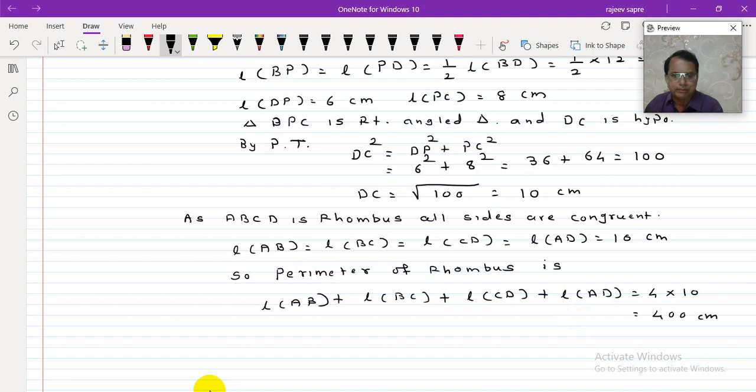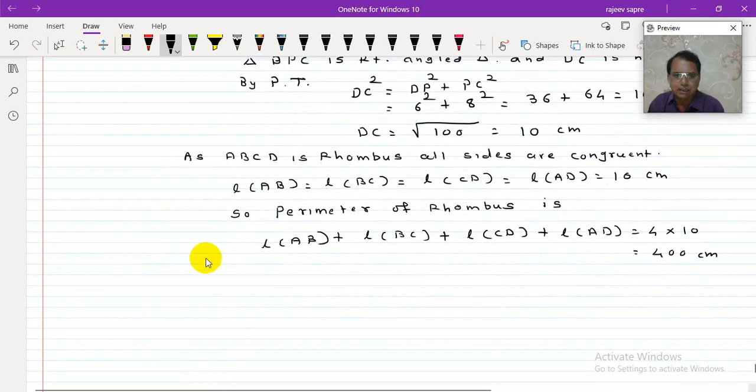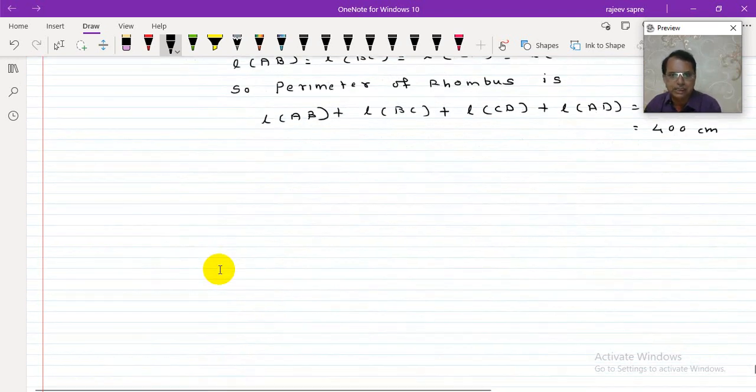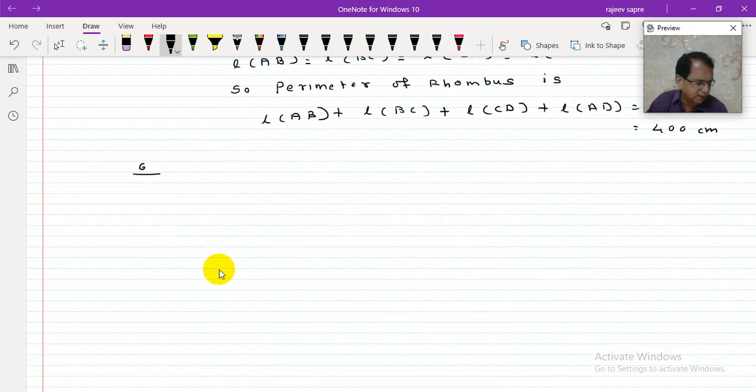So this is the problem. Nothing is difficult in this. You can easily understand. Then find the sixth problem we will do. This is also very simple. We will do that and then we will probably end this lecture. So now it is problem number 6 from that same exercise 8.2.